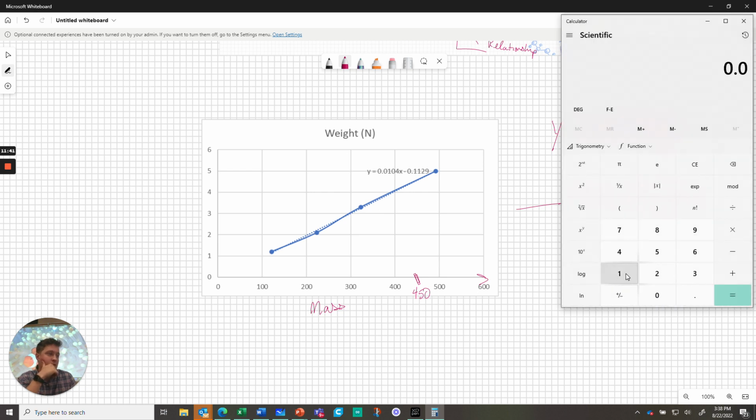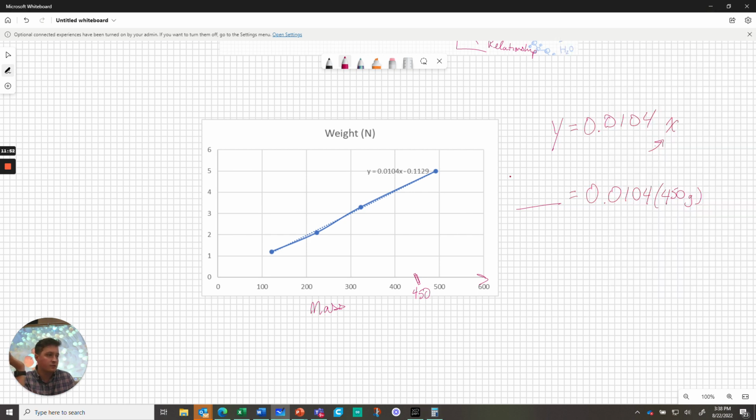Woo! Super fun. That's what that means. It's just like you plug in an x value and it gives you a y value when you multiply it out. So that's literally it. Graphs are super fun.